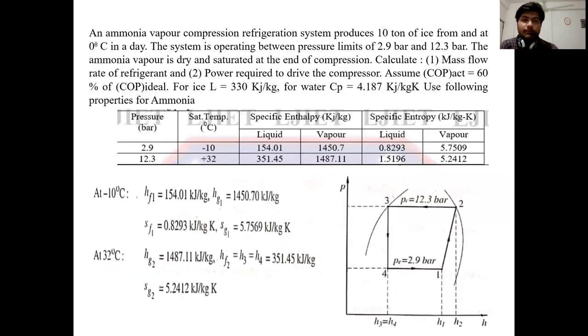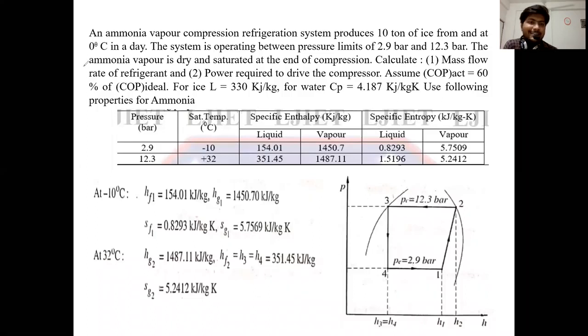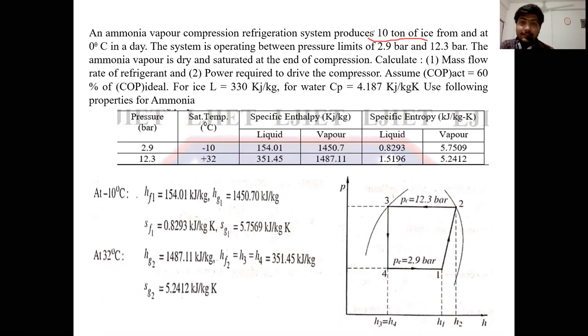The problem is: an ammonia vapor compression refrigeration system produces 10 ton of ice from and at 0 degree in a day. How much amount of ice is produced? That is 10 ton of ice, the mass of ice is given. 1 ton is equal to 1000 kg, and 10 ton is equal to 10,000 kg.